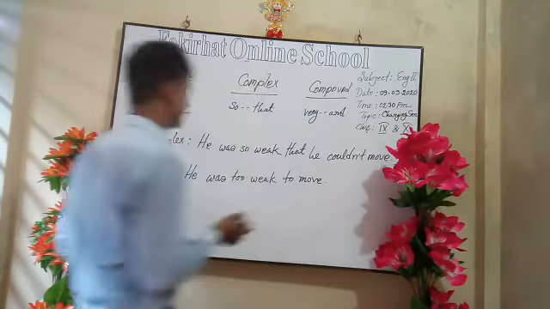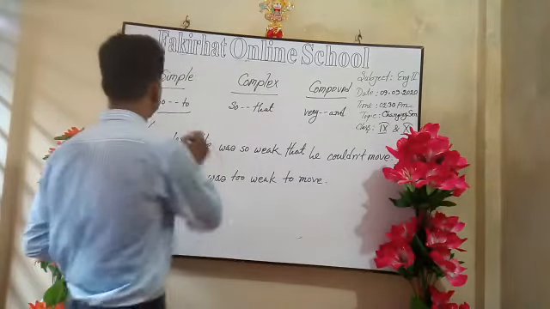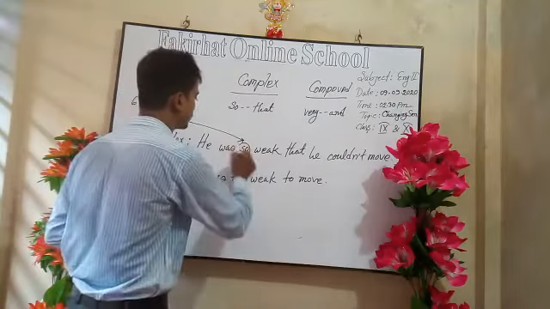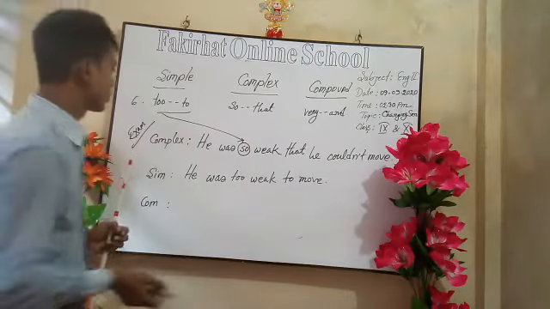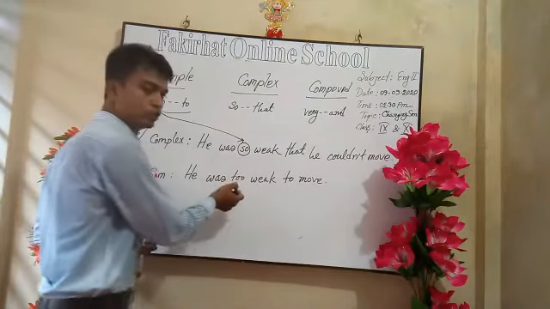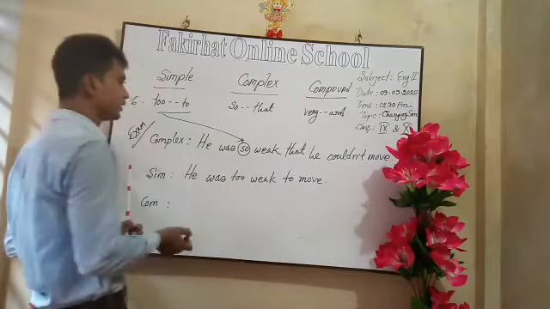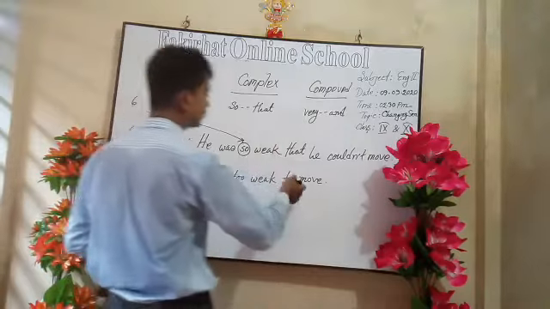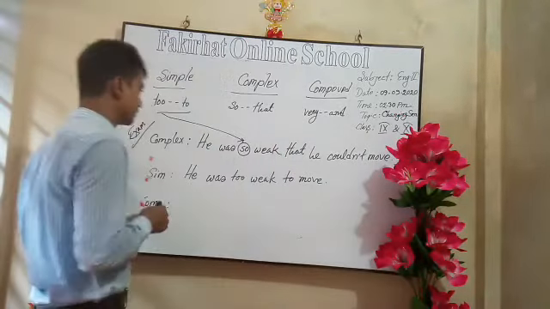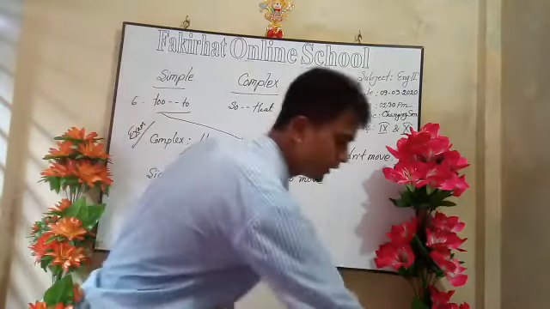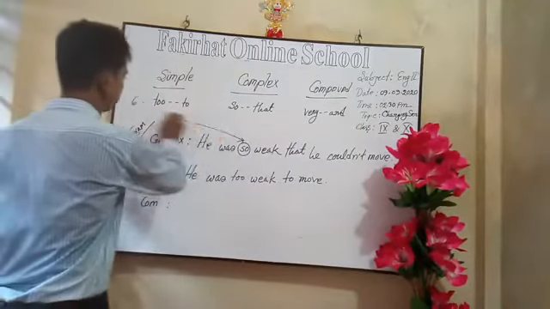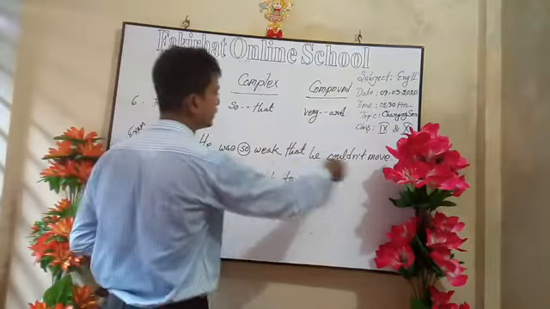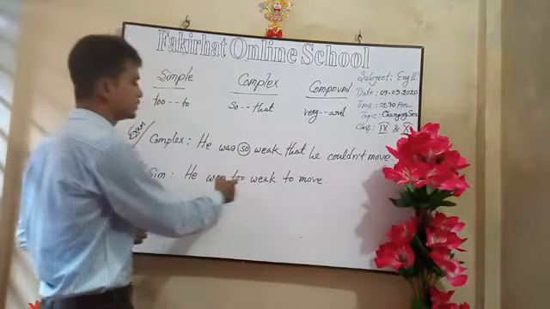This is the basic formation. Here, these two for "so": instead of "so", we have to use "too". Too, then adjective, then "to" plus V1. Okay, dear students, "He was so weak that he couldn't move." So, "He was too weak to move."